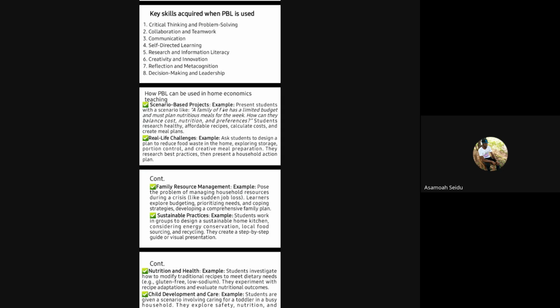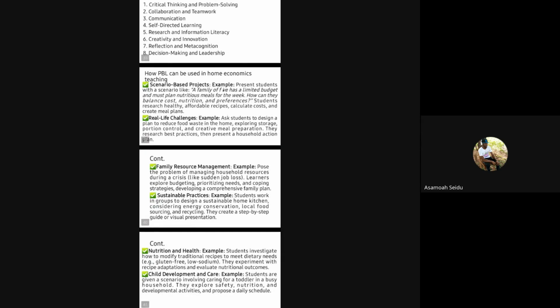Okay, ask students to design a plan to reduce food waste in the home. Either you use a scenario or you present them real life challenges. So you ask them to design a plan that can reduce food waste in the home. Exploring storage, you can tell them about portion control. You give them how they can do portion control. You give them a number of people that they should feed, with probably a limited amount of food. And then with this, students can research and present an action plan to suit what you want.